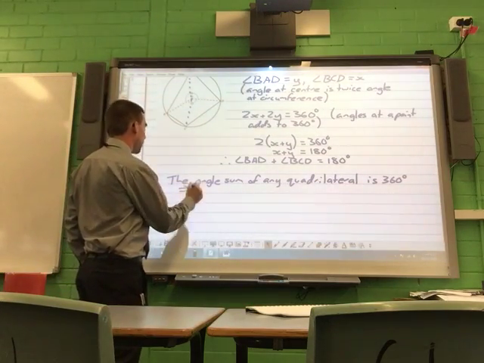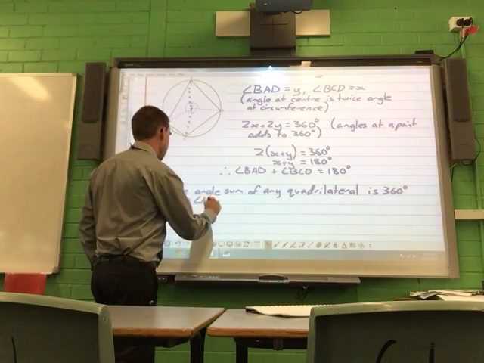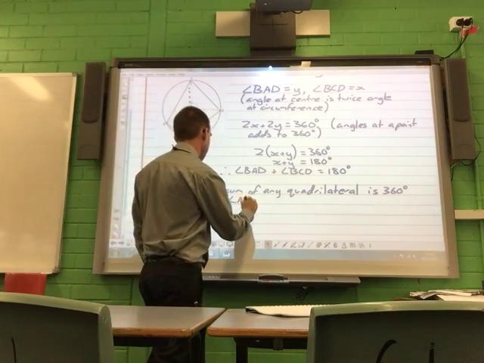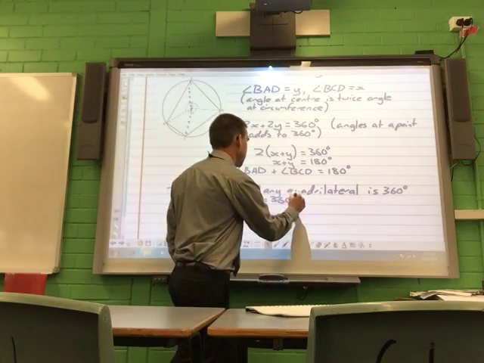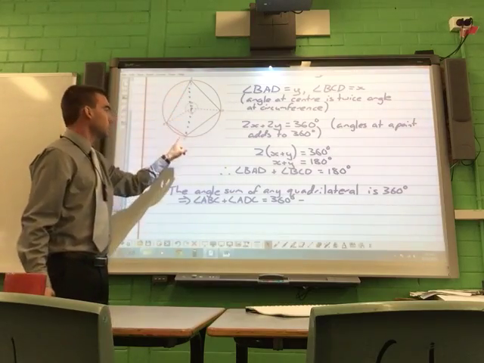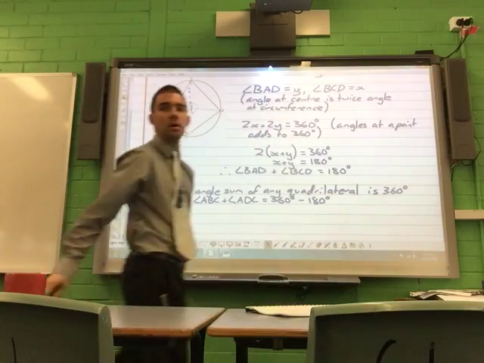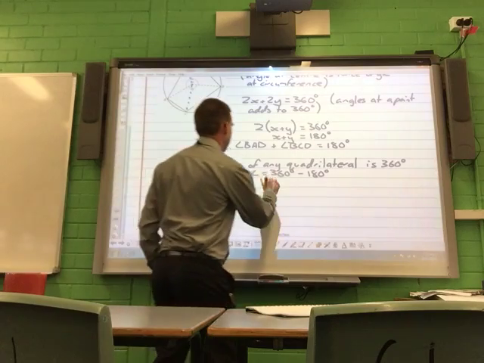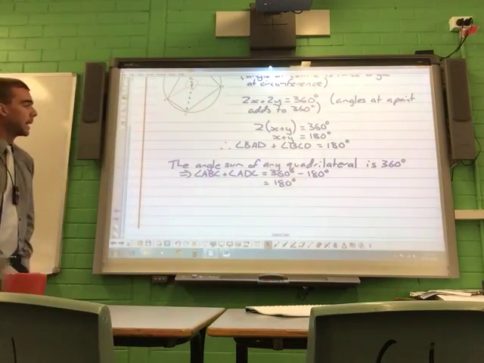Okay, so which implies the angle ABC plus angle ADC must equal the angle sum of our quadrilateral minus our other known angle. And we know that these two angles, we've just proved it, equal 180 degrees. Okay, so therefore, those two angles must add to give 180 degrees. Okay, so nice and simple there.